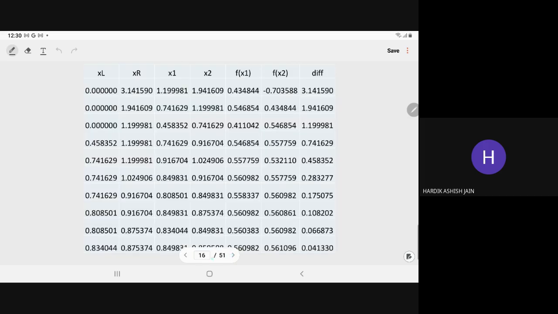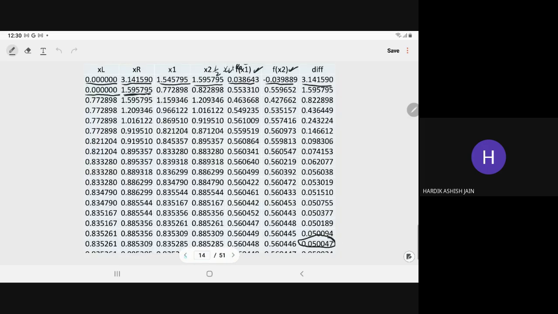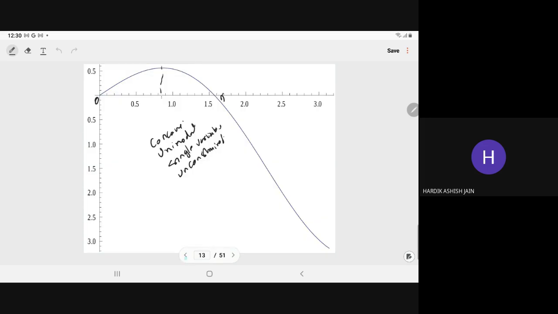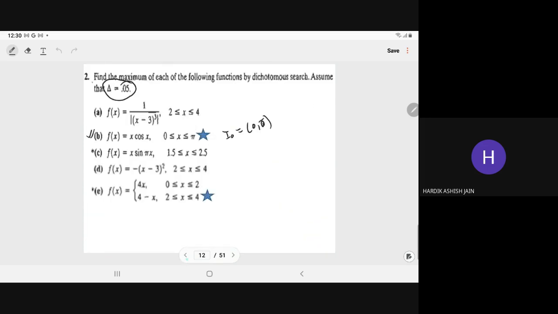Sir, can you clarify? Are we solving question one or two, A or B? We are solving x cos x. Okay, fine, sir. This is a star question. Clear?